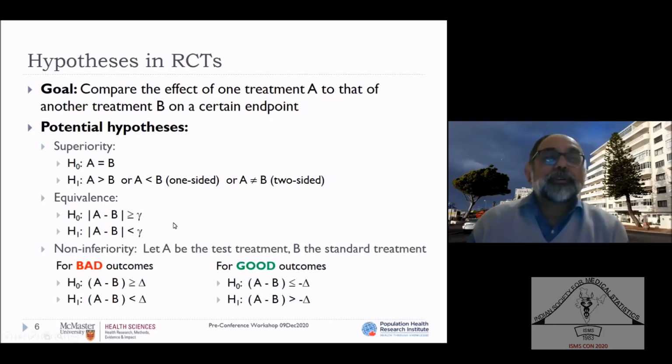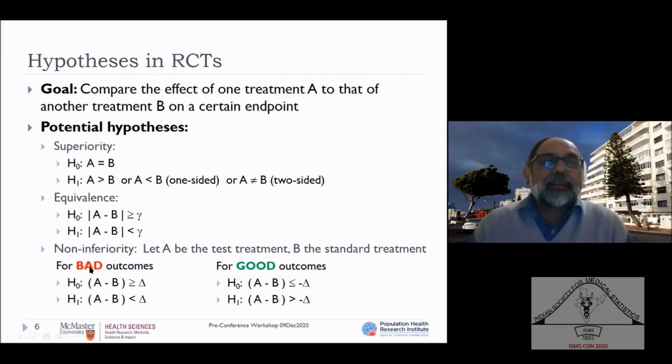Today, I'm going to be focusing on non-inferiority. If, let's say, A is the test or new treatment, and B is the standard treatment, it really depends on a one-sided alternative hypothesis. Usually we do two-sided for superiority. We are also two-sided for equivalence, because you take the absolute value. But for non-inferiority, we're usually focusing on a one-sided hypothesis.